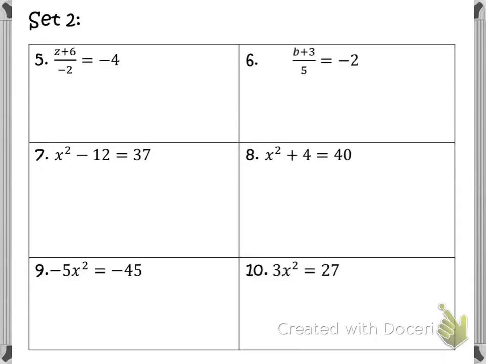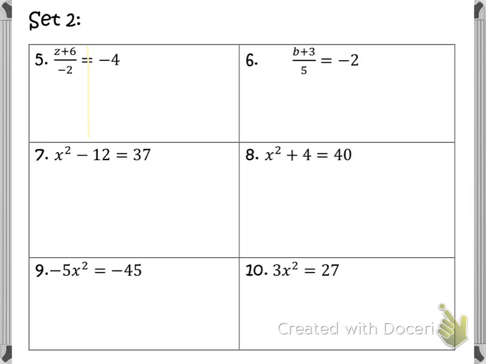So here we have set 2. For number 5, we have (z + 6) divided by negative 2 equals negative 4. The most common mistake that I see here is that students will immediately see the plus 6, and then they will want to subtract 6 from both sides as their first step.